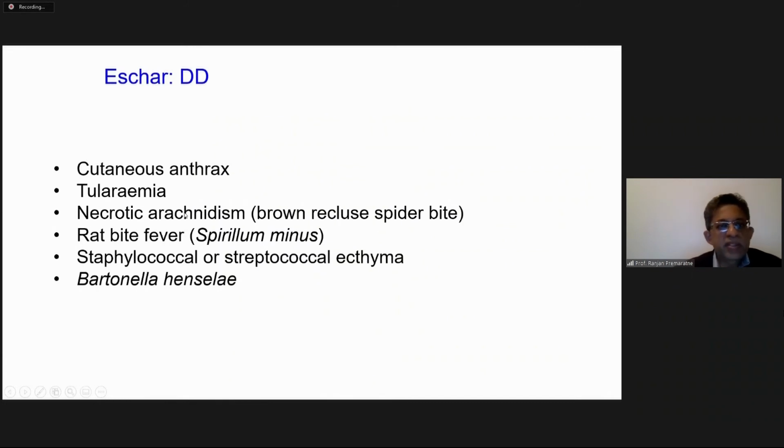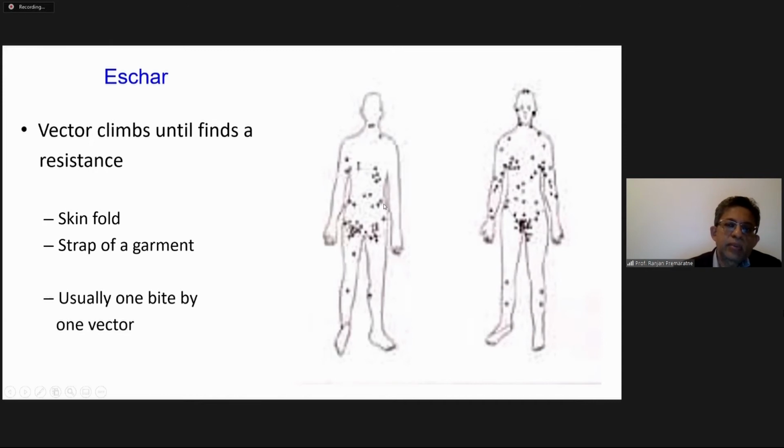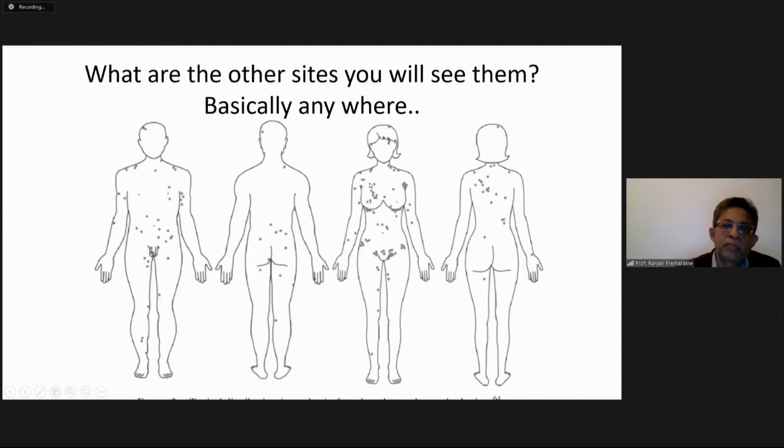This eschar has its own differential diagnosis like cutaneous anthrax, tularemia, necrotic arachnidism, rat bite fever, staphylococcal ecthyma, and Bartonella henselae infection, and so on. Right, we have to look at, I think you can get it anywhere in the body, but common sites are skin folds, straps of garments, and wet areas like the perineum or the axilla. So in a patient, if you really want to find that, you may look into these places. In females, below the breast and so on. But again, it can occur anywhere in the body. These are the common sites published in the literature.